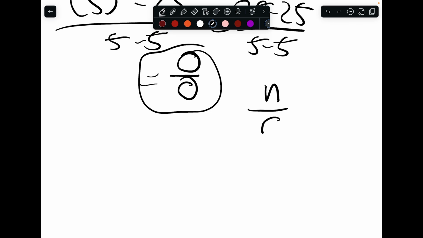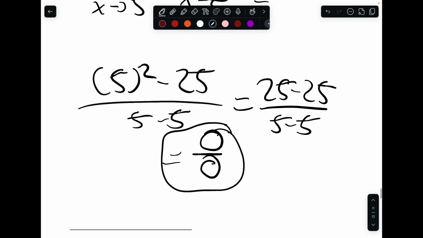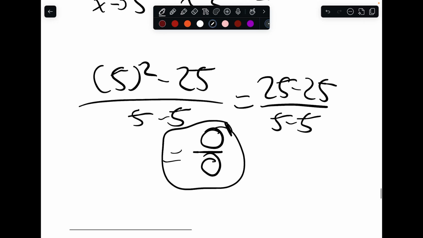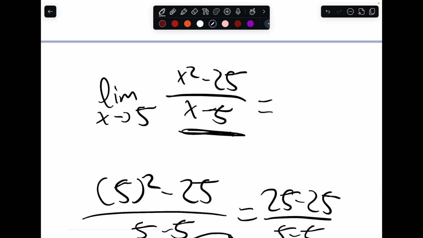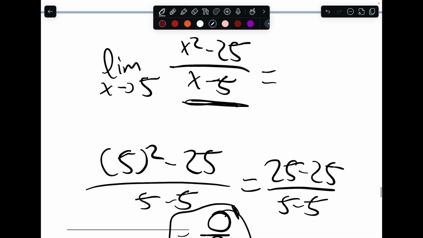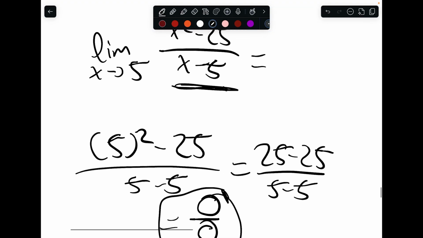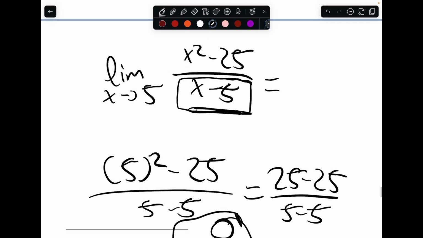Mathematicians have not decided what numbers divided by 0 would equal, and it is unclear what it would equal. For these types of limits where you get an indeterminate value, where you cannot find out the value that it approaches, you have to do something a little bit different. Let's analyze this here. The only reason why we're getting this problem is because our denominator is equaling 0 when we plug in 5.